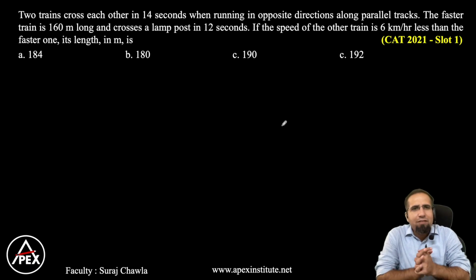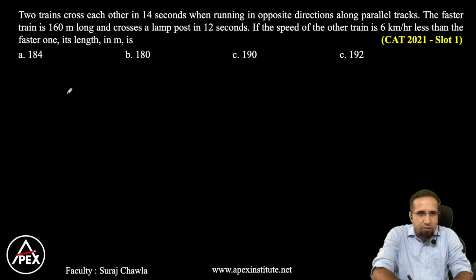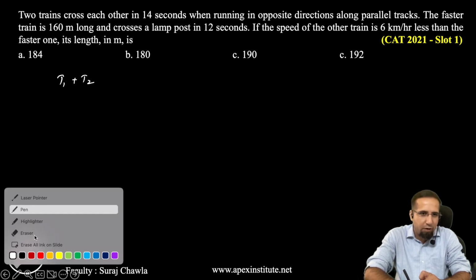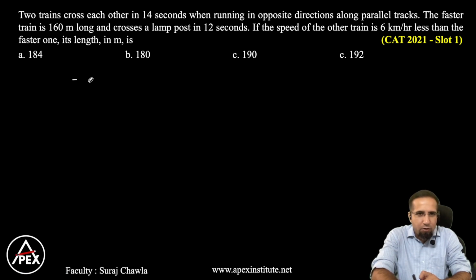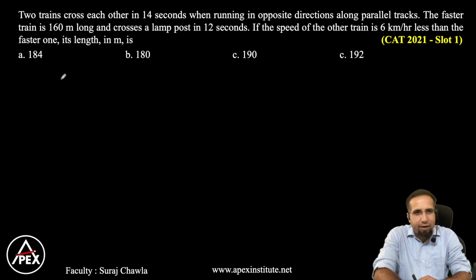Now, two trains cross each other in 14 seconds when they are running in opposite direction along parallel tracks. When two trains cross each other, the total distance covered is length of train 1 plus length of train 2. Clear? The faster one is 160 meters long and crosses a lamp post in 12 seconds. We'll come back to that. So let's understand, what are we given here? We are given the length of the fastest train. So one train is 160 meters long. I do not know the length of train 2.